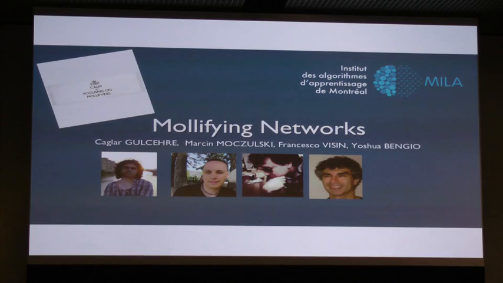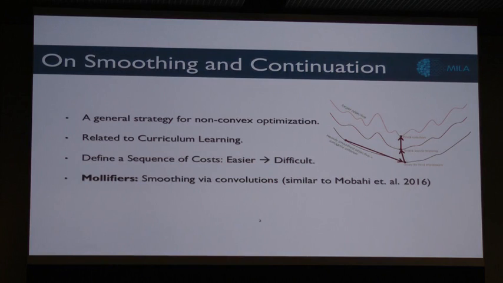Hi everyone. Today I'm going to talk about our recent work. In this paper, we propose a type of smoothing or continuation method for neural networks, which can be thought of as a general strategy to optimize non-convex objective functions. For example, on the right-hand side in the figure, you can see that we have a highly non-convex target objective function that we would like to optimize. But instead, we start from a smoothed objective function, which can be, for example, a convex objective function. And we define a sequence of objective functions that goes from the easy-to-optimize function to the final non-convex target objective function.